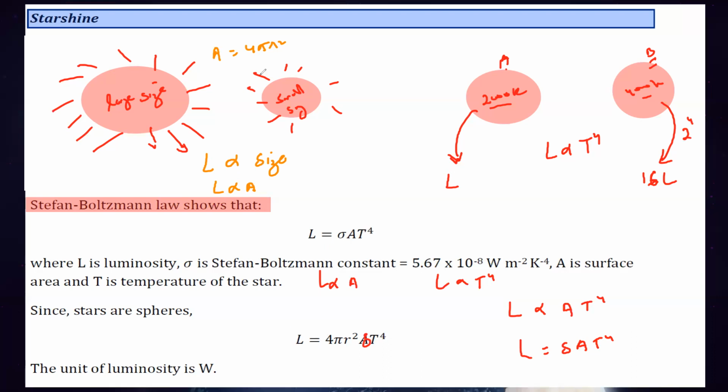power 4, which is used to find, if we know the luminosity of a star and the temperature, the size of the star. If we know the size of the star and the luminosity, we can find the temperature of the star. And if we know the size of the star and the temperature, we can predict the luminosity of the star.